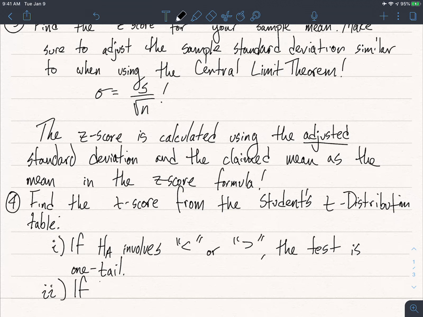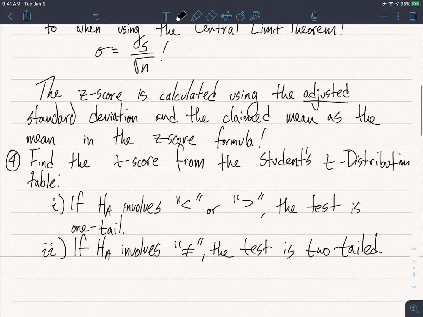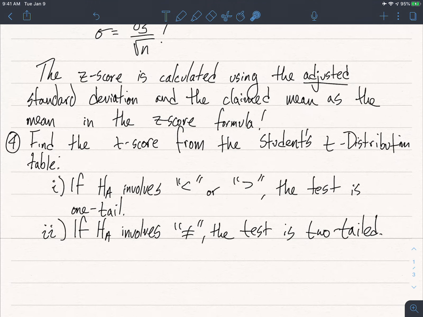And if HA involves not equal to, the test is two-tailed. Now, this student's t-distribution table we use when we were calculating confidence intervals for means.